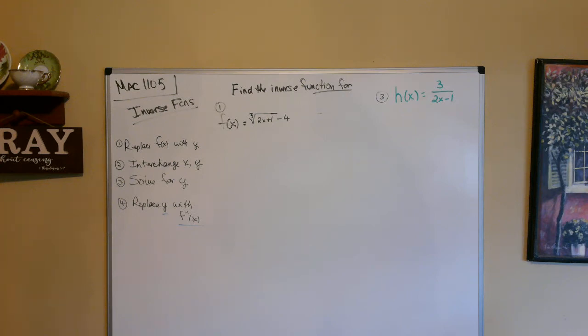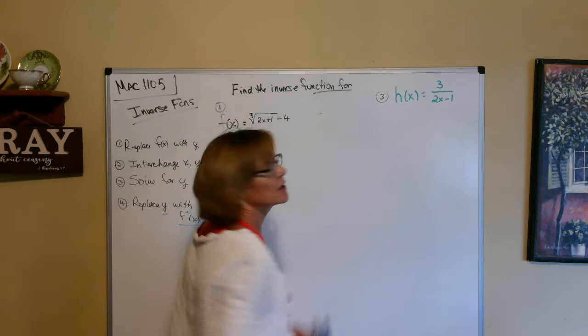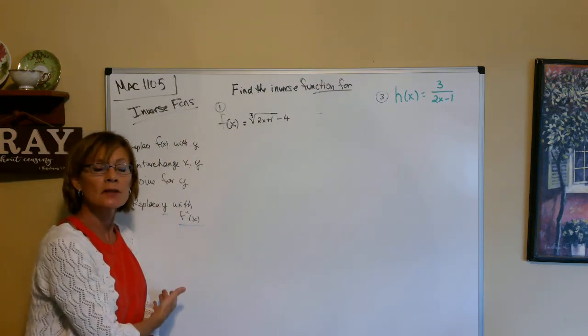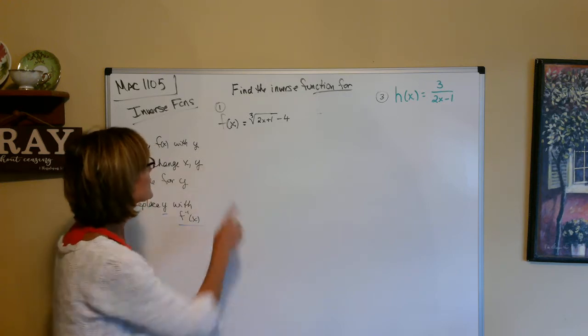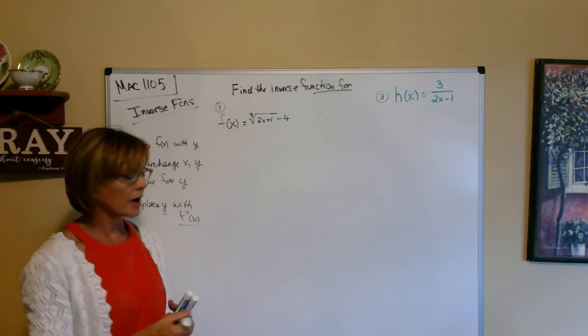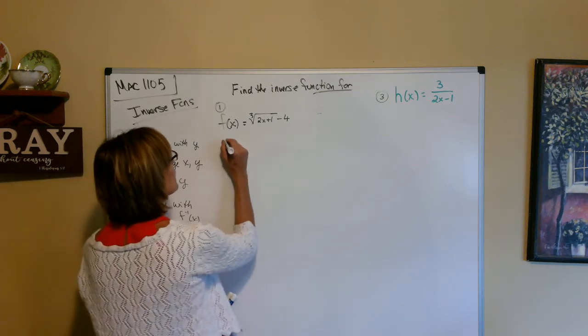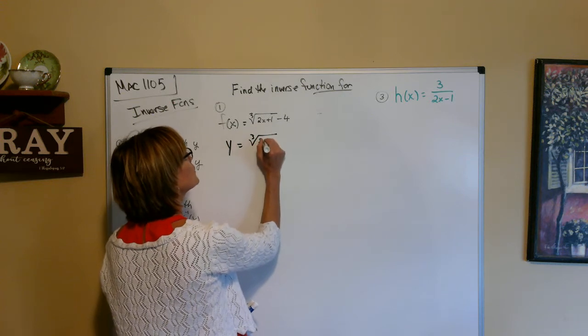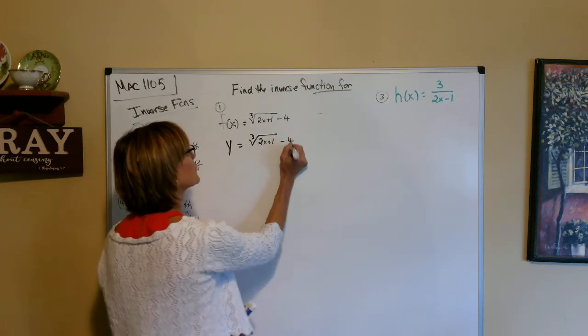Okay, last thing we're going to do is find the inverse of these two functions. So we're just going to use this four-step process to find them. So for number one, let's find the inverse of this guy. The step number one says replace f of x with y. So that would be y is equal to the cube root of 2x plus 1 minus 4.